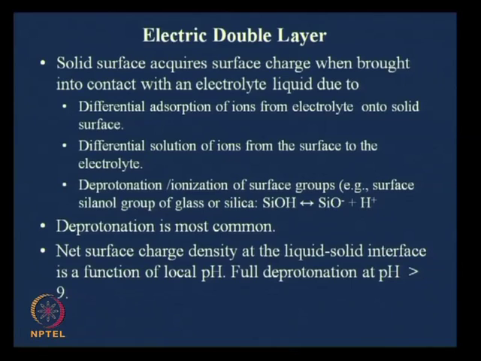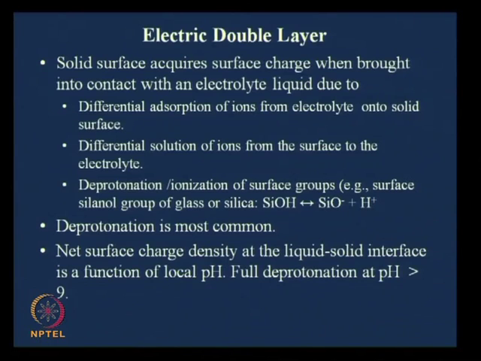I mean, this you must appreciate, because pH is what? It gives you some understanding of what is the hydrogen ion concentration, right. So, what pH you are holding the surface at has a tremendous effect on how much H plus is going from the surface to the electrolyte. So, it is a function of local pH. Net surface charge density at the liquid solid interface is a function of local pH, and full deprotonation at pH greater than 9. So, this is a fact which is there.